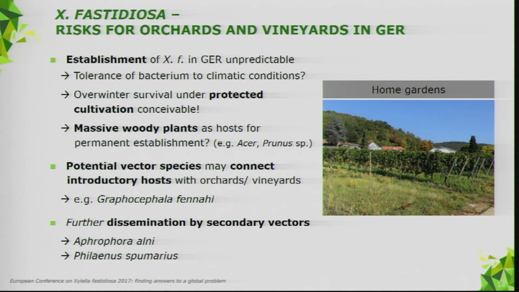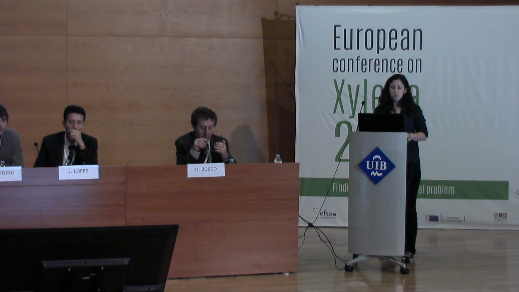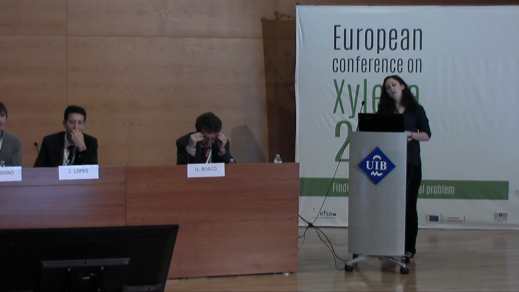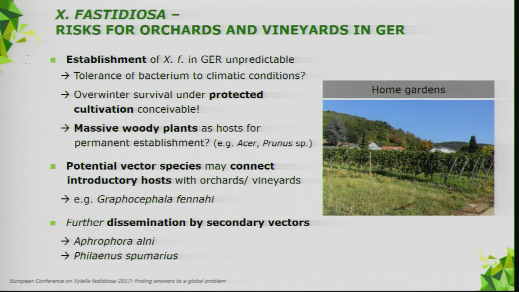Well, Xylella fastidiosa, is it a risk for orchards and vineyards in Germany? Up to date, establishment in Germany is unpredictable. We don't know about the tolerance of the bacterium to our climatic conditions. We think overwinter survival under protected cultivation is conceivable, and massive woody host plants could be responsible for a permanent establishment. We found potential vector species which may connect the introductory host with orchards and vineyards, like for example Graphocephala fennahi, and a further dissemination of the bacterium could be followed by secondary vectors, and that could be species which are polyphagous like Aphrophora alni and Philaenus spumarius.